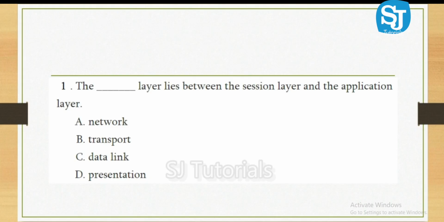First question: the dash layer lies between the session layer and the application layer. So we must know the session layer and the application layer. The session layer is the 5th layer and the application layer is the 7th layer, so the question is about the 6th layer. The answers are A, network, B, transport, C, data link, and D, presentation. The correct answer is D, presentation layer, because it lies between the session layer and the application layer.